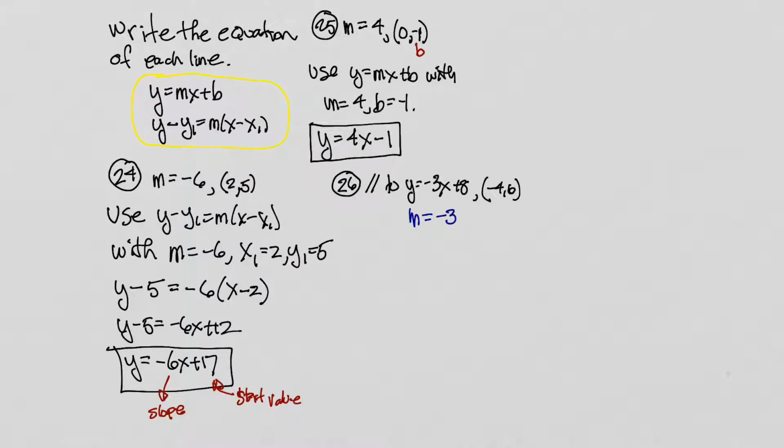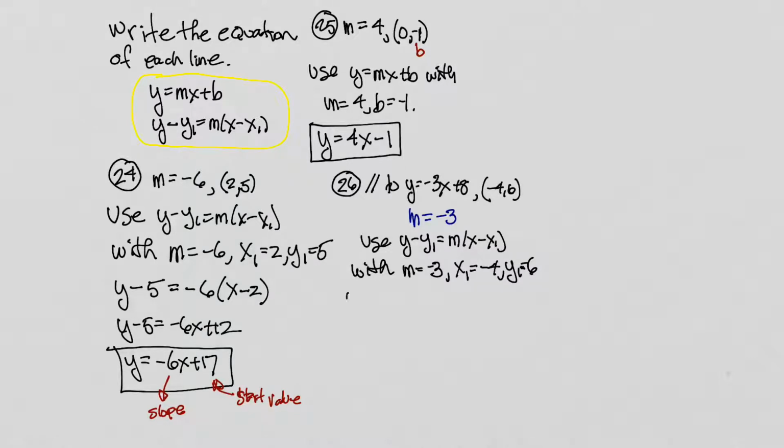But to use this form efficiently, I also need b, and b is the y-intercept. Follow it over here. This point is not the y-intercept. We're 4 units to the left of the y-axis. So since I don't have both these pieces of information, I'm going to go right to this form right here. So I'm going to use y minus y1 equals m times x minus x1 with m equal to negative 3, x1 equal to negative 4, and y1 equal to 6.